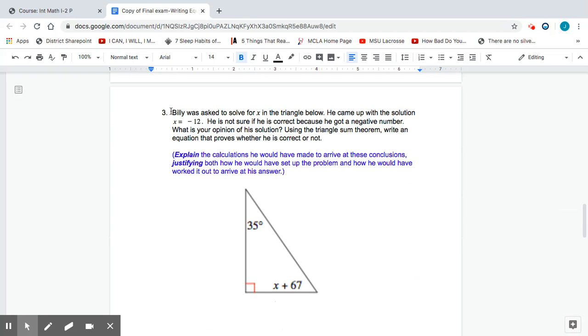It says Billy was asked to solve for x in the triangle below. He came up with the solution x equals negative 12. He is not sure if he is correct because he got a negative number. What is your opinion of his solution? Use the triangle sum theorem. Write an equation that proves whether he is correct or not. And then in blue, it says explain the calculations he would have made to arrive at these conclusions, justifying both how he would have set up the problem and how he would have worked it out to arrive at his answer. Okay.